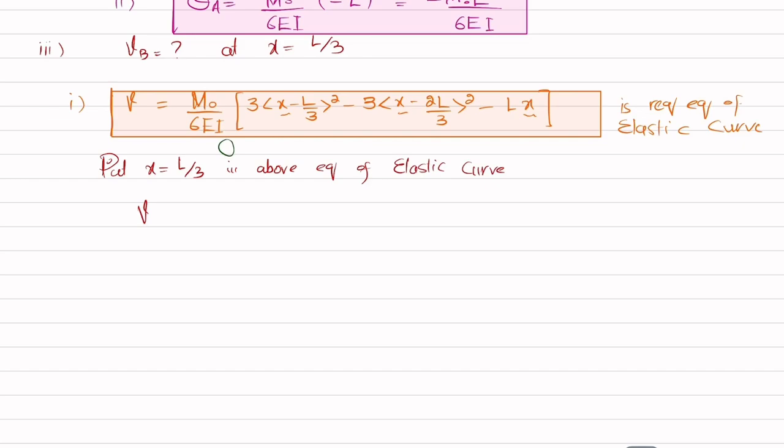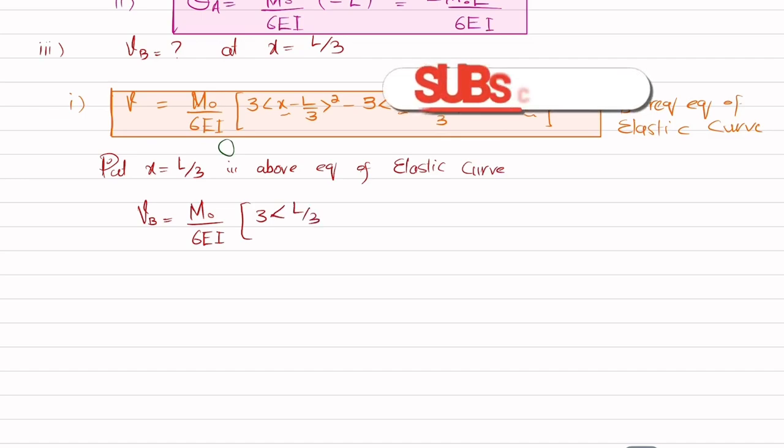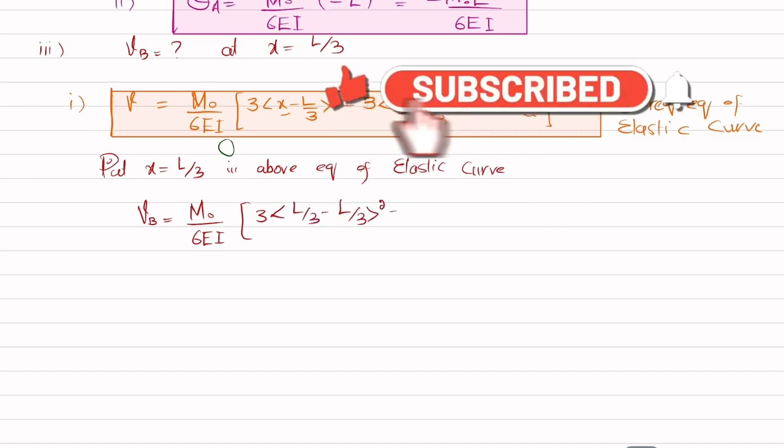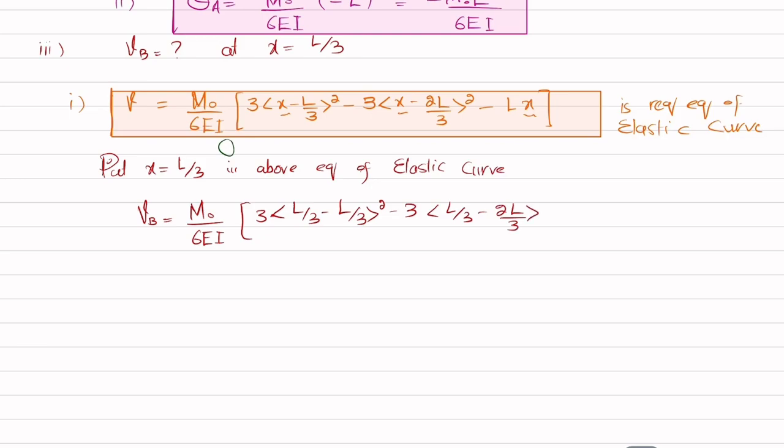You will get deflection at point B equal to m naught over 6 EI into 3 minus 3 into L by 3 minus L by 3 power 2 minus 3 into L by 3 minus 2L by 3 whole square minus L by 3 L minus L into L by 3. So it will be equal to m naught over 6 EI, that is deflection of beam, into this term will be 0.